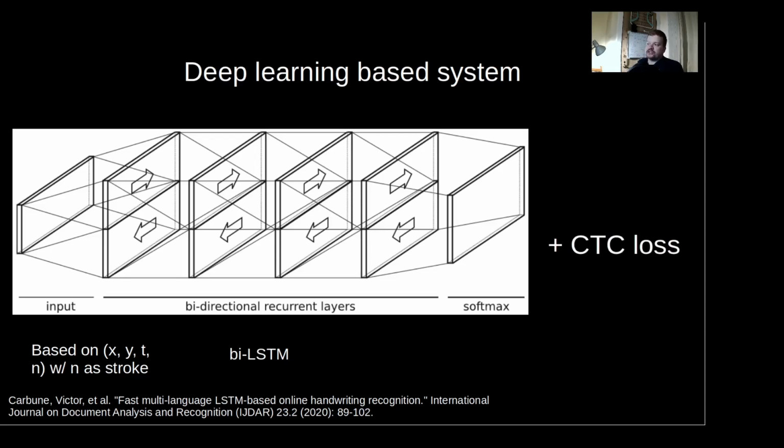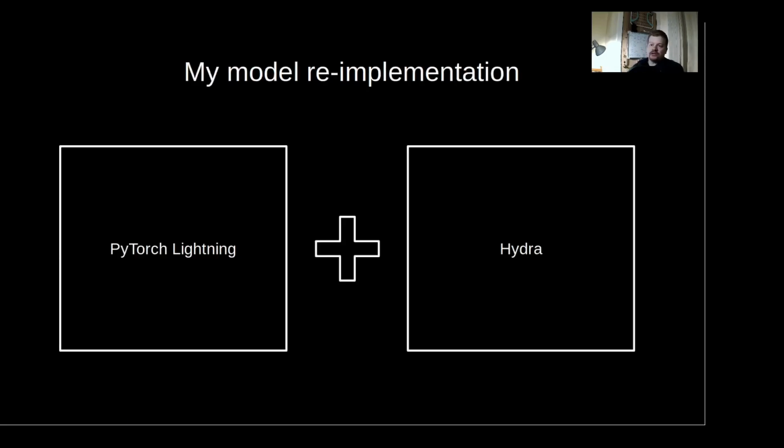The loss function is a so-called CTC loss, which takes care that the labels which are predicted and the labels that are the ground truth are aligned properly. My model implementation really uses 2 underlying parts. The first one is PyTorch Lightning, which deals with all the training and the model implementation, which is essentially a layer on top of PyTorch. And the other part is Hydra, which is a configuration framework that allows flexible configuration of the system.